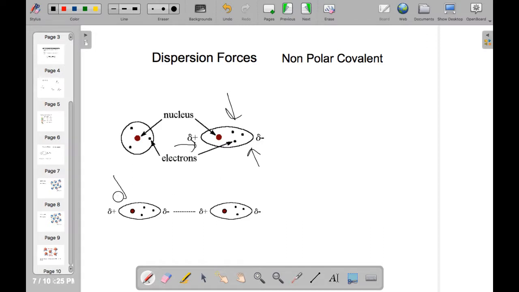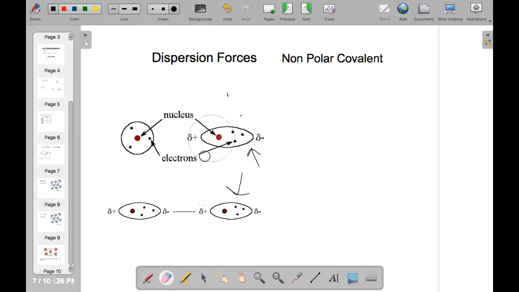Okay, so let's say we have two of these floating around. If these electrons sort of bulge out to one side and create this charge, they will not bond together, but they will be attracted to each other. Now, as you can imagine, this dispersion force, which is what this is right here, is very weak because it's really dependent upon orbitals and electrons simply being in the right place at the right time. So it takes relatively little energy to break this bond.